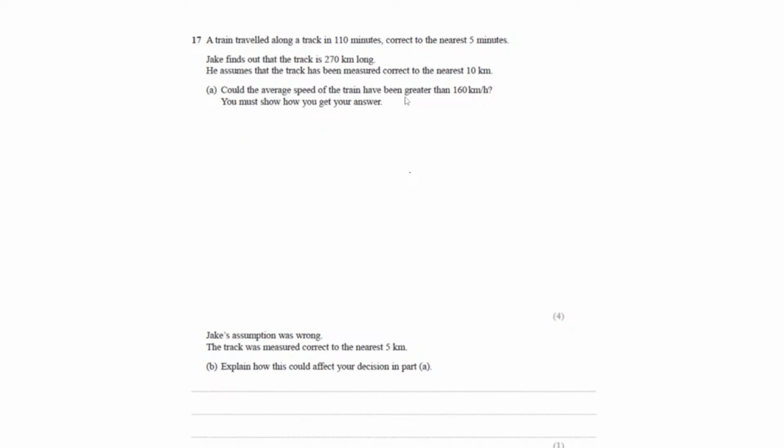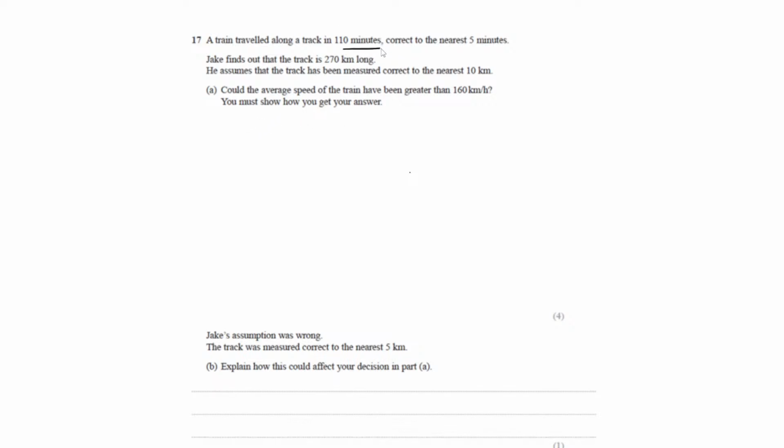Could the average speed of the train have been greater than 160 kilometers per hour? We're finding speed, but obviously with upper and lower bounds. Full marks. So you might as well find the upper and lower bounds of the time and of the distance.